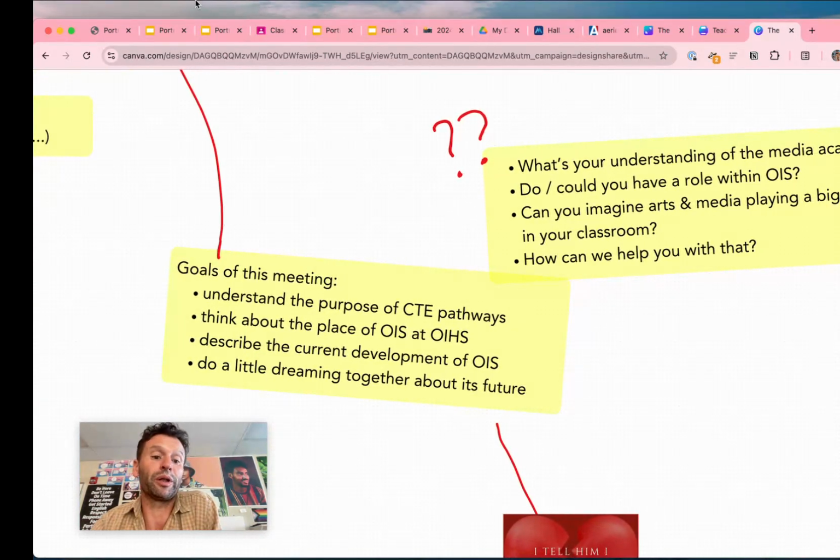So the goals of this meeting are to understand the purpose of CTE pathways, think about the place of Oakland International Studios at Oakland International High School, describe the current development of Oakland International Studios, and do a little dreaming together about its future.